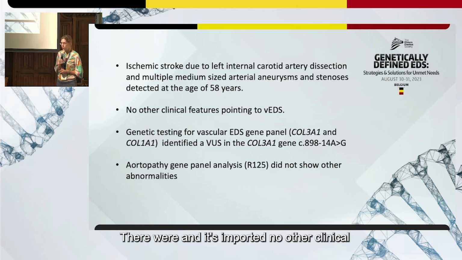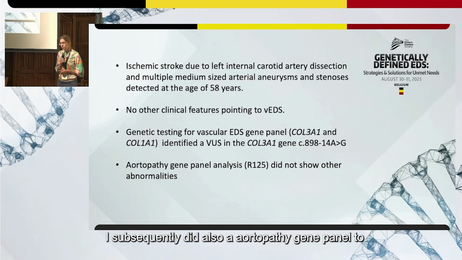There were, and it's important, no other clinical features pointing, for example, to vascular EDS. Of course, it is something that you can see in people with vascular EDS, but you can also see it in other monogenic conditions. So a colleague of mine had already done genetic testing for the then vascular EDS gene panel, which would only include the COL3A1 gene and the COL1A1 gene, and had identified a VUS, a deep intronic genetic change.